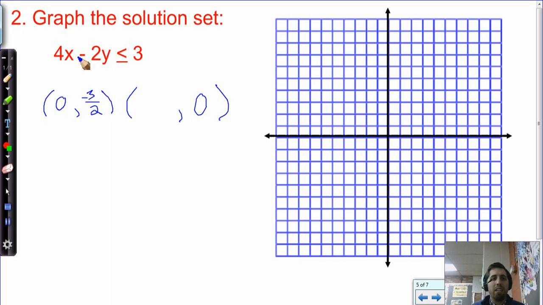What about the value of x when y is 0? Well, when y is 0, we just have 4x is less than or equal to 3, so x would be 3/4.